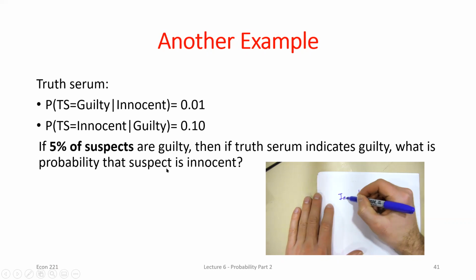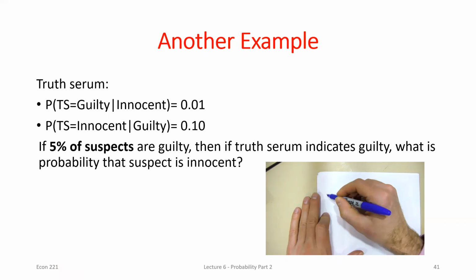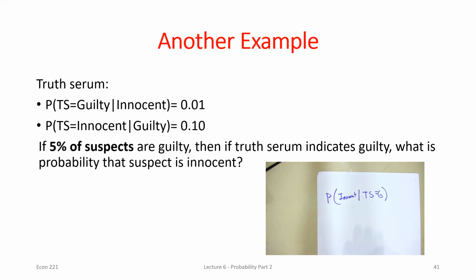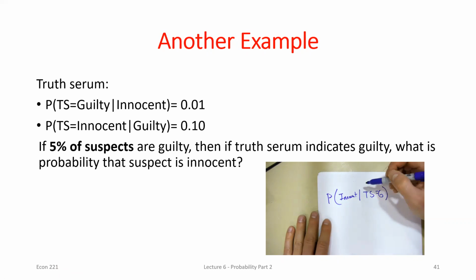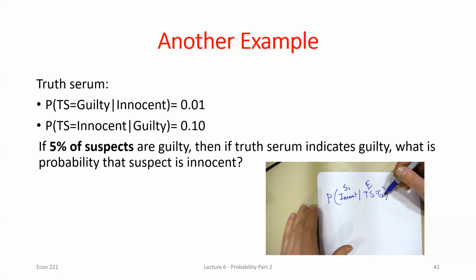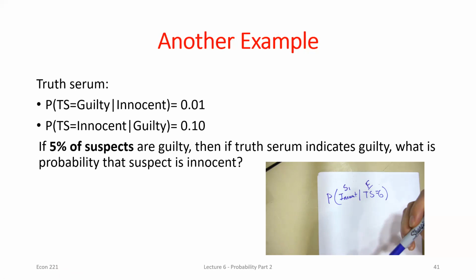What's the probability that they're actually innocent? That's what we're looking for, right? So here is our state of nature, and here is the outcome of the test that we see. We see that somebody confesses or says they're guilty after taking this truth serum. What's the probability they're actually innocent? Because we know this truth serum doesn't work 100% correctly, okay?